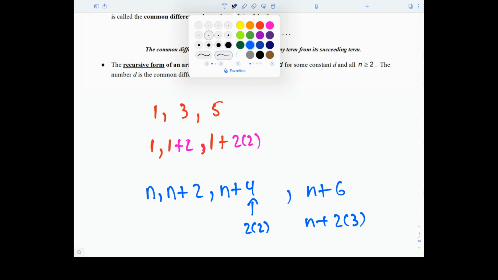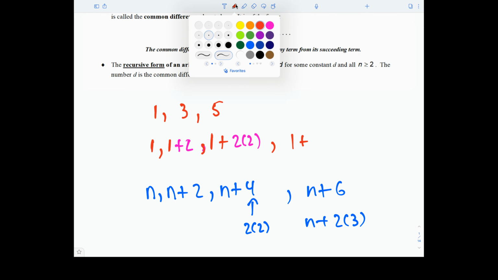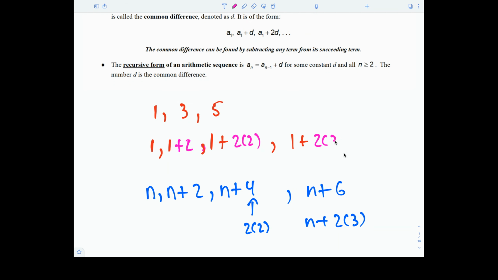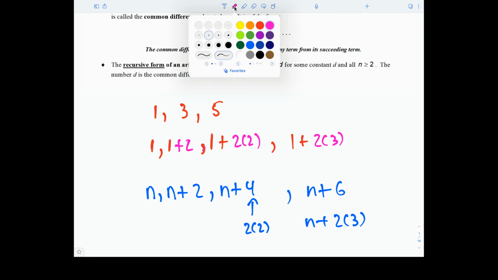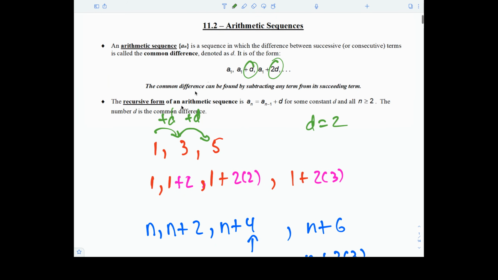Okay. This one written out would be 1 plus 2 times 3. But essentially what this plus d and plus 2d means is that every time you jump, right, you're adding d. In this case, d being 2, the difference. Okay, so that's what's occurring in an arithmetic sequence.